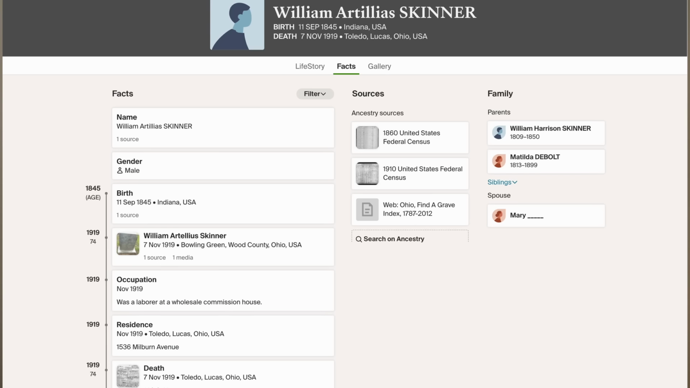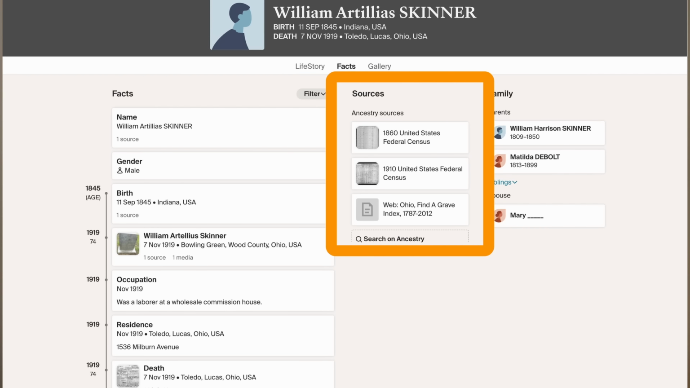But there's another way that Ancestry pulls records into this suggested records section, and that is by looking at people's family trees. So Ancestry looks at the family trees that have attached this 1910 federal census to a William Skinner, and then they take a look at, well, what else have these trees attached to William Skinner? And let's put some of those in the suggested records section.